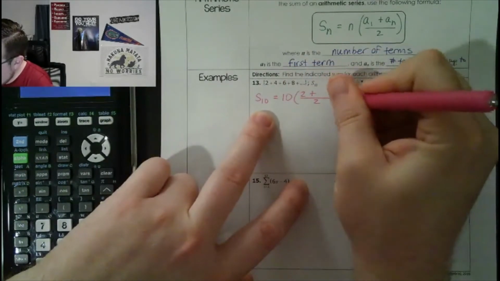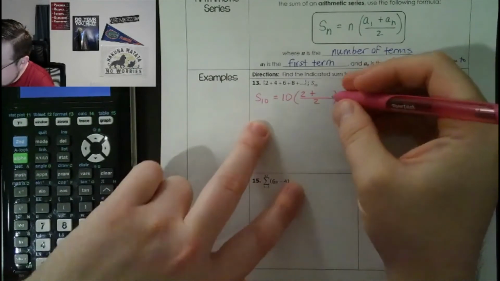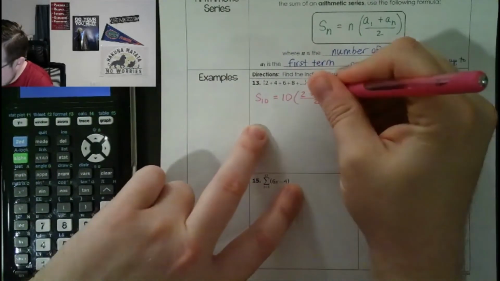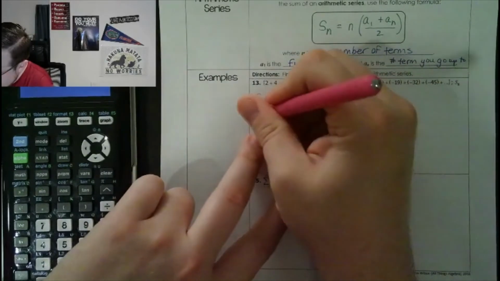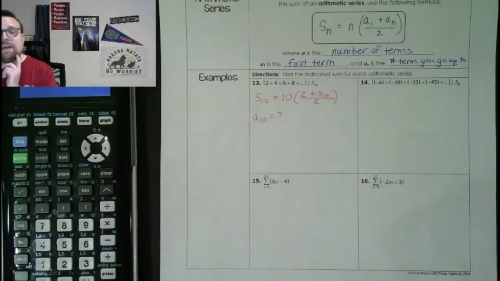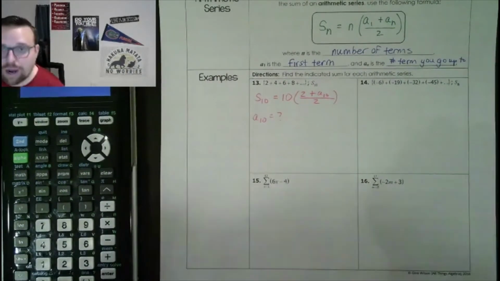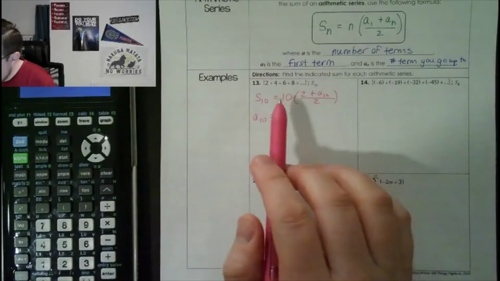And that's all going to be divided by 2. So we need to figure out what is a sub 10. So a sub 10 equals question mark. What is the 10th term? Well, you know the common difference, so you can pretty much figure out what the 10th term is.